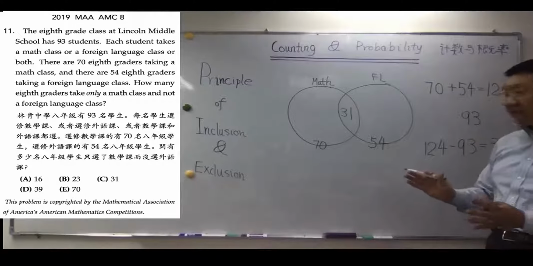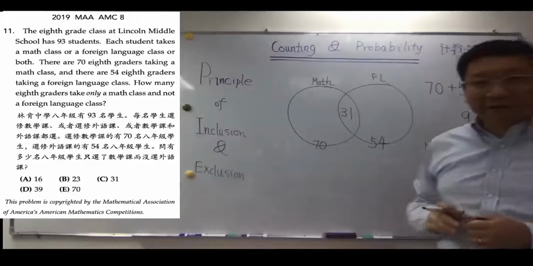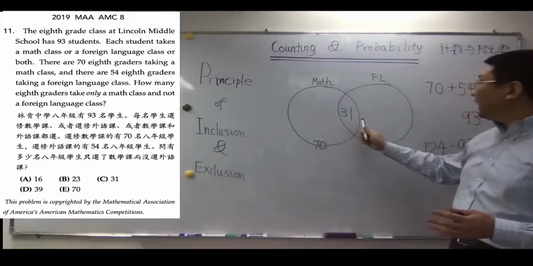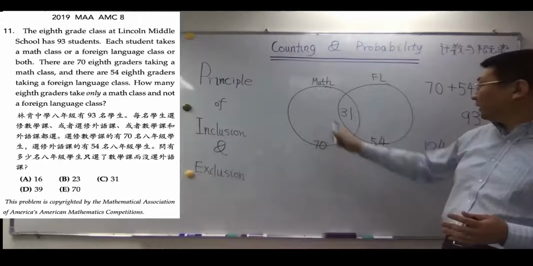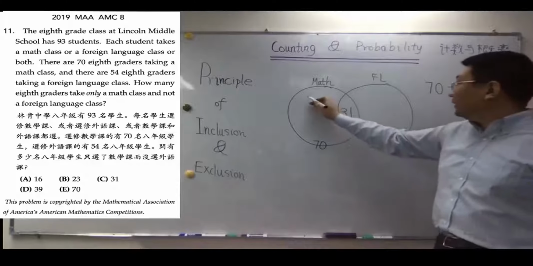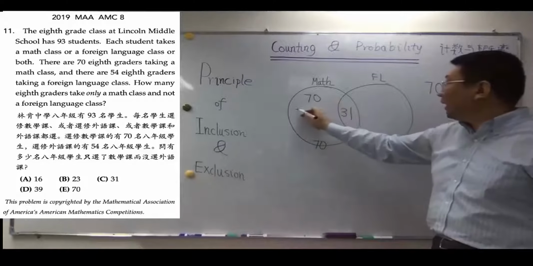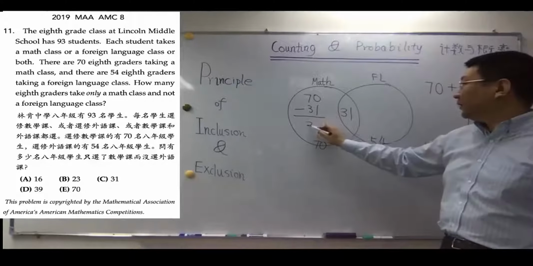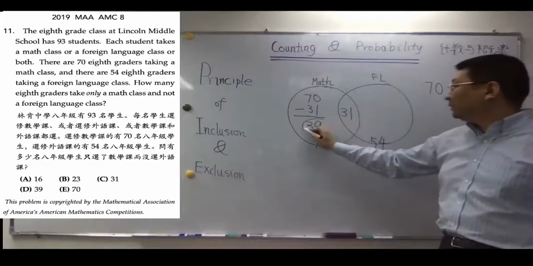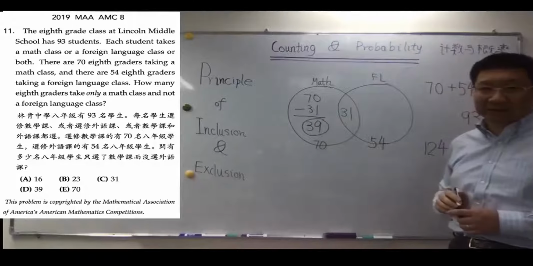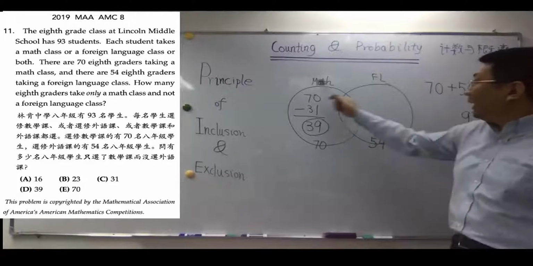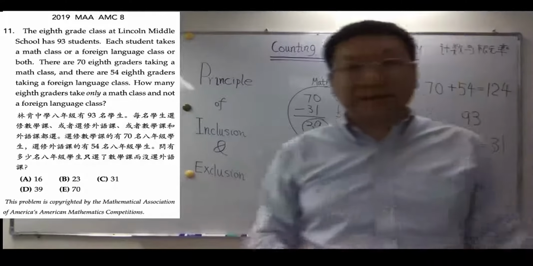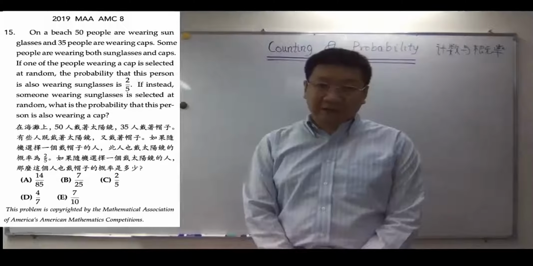Okay, now is the last step to get the answer. The question asks how many students take math but not foreign language class. Of course, it should be this region. How to get the number? 70 minus 31. And the result is obviously 39. That is the correct answer. So once you use the Venn diagram, everything becomes super clear. That is question 11.